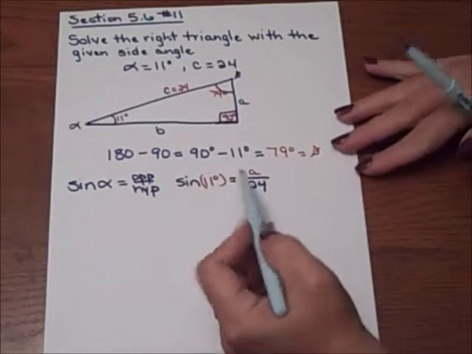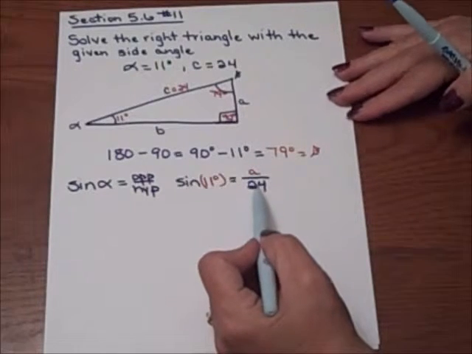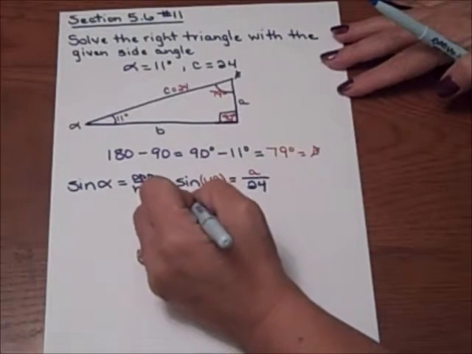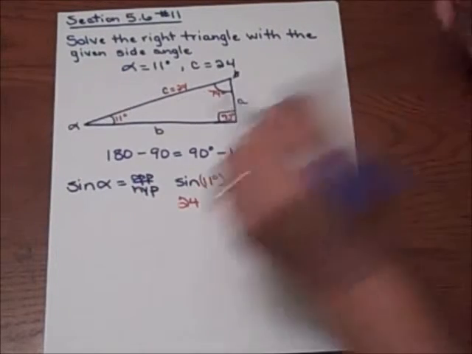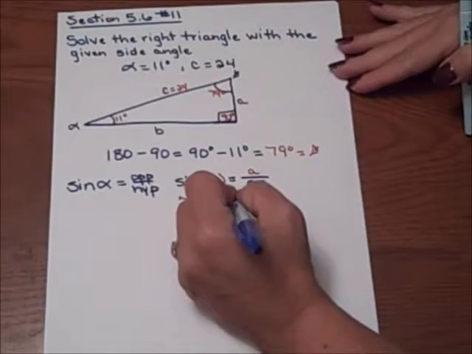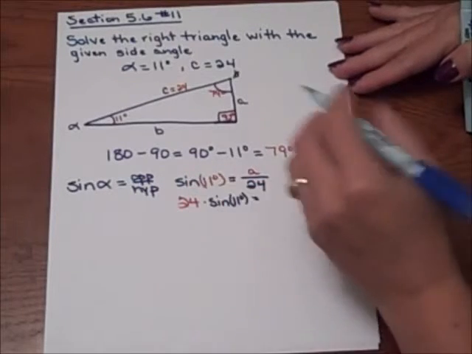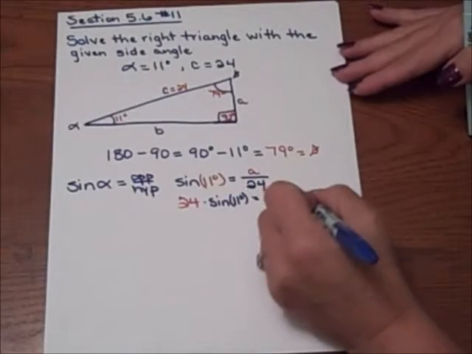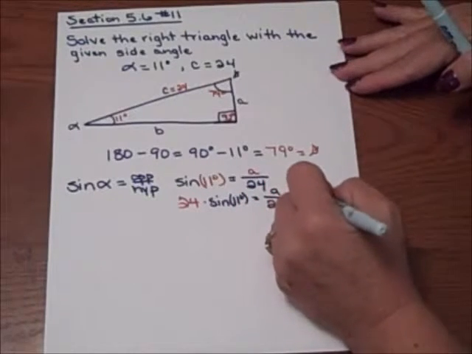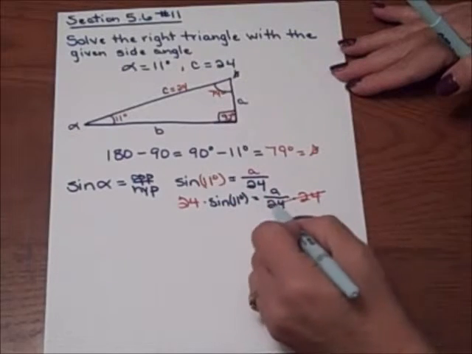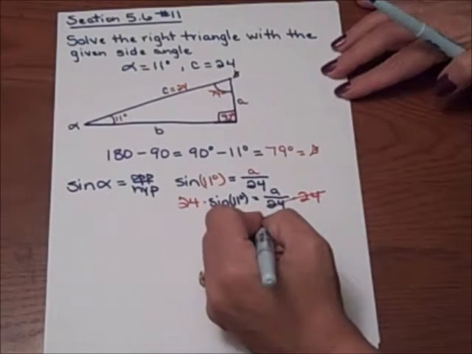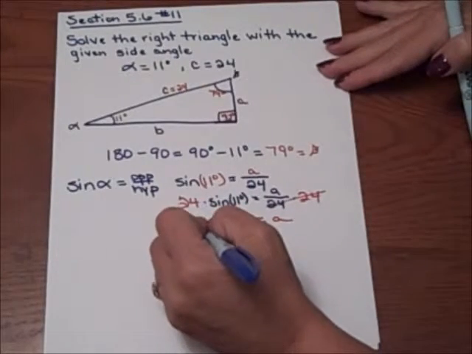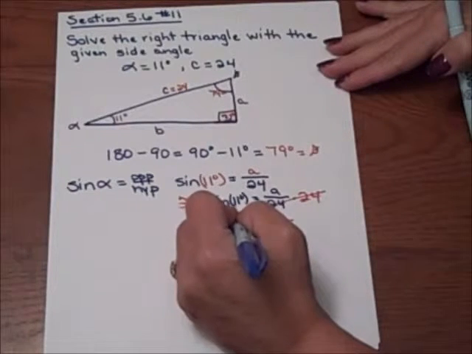Now, in order to solve for A, we must multiply both sides by 24. So now we have 24 times sine 11 degrees equals A over 24 times 24. And on the right hand side of our equation, 24 will cancel out, which leaves A. And now we have 24 sine 11.